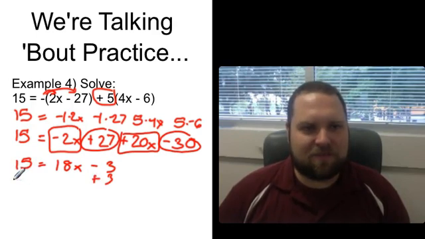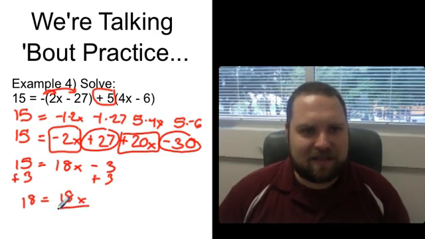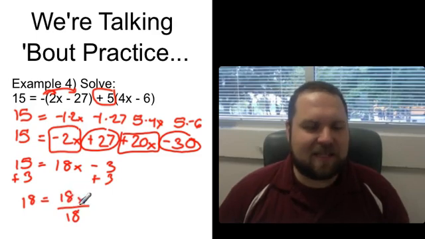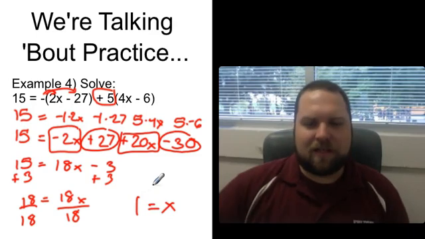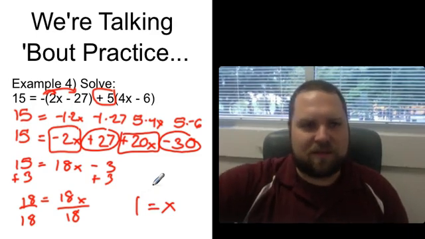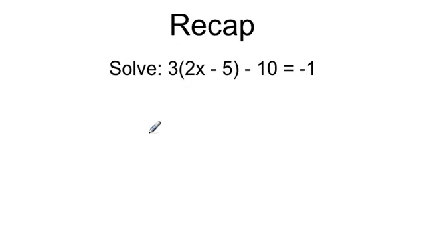Undo any addition or subtraction. That leaves me with 18 equals 18x. Now to undo that multiplication, I'm multiplying 18 times x. I use the inverse operation, which is division. Divide both sides by 18, and I find that x is equal to 1. And just as before, I can substitute in to make sure that that is correct.